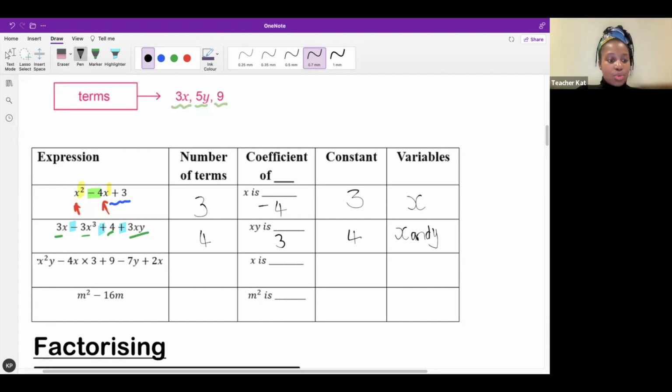Okay, I have an x squared y minus 4x times 3 plus 9 minus 7y plus 2x. Is there anything we can simplify in this case? What can be simplified? Bukhali says yes. So what is it that we can simplify for this case? Let's hear.